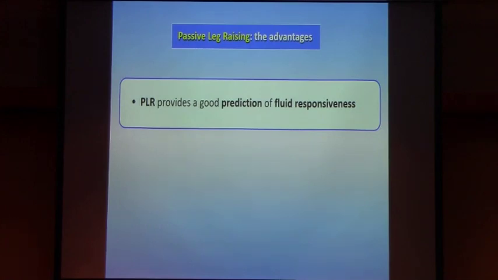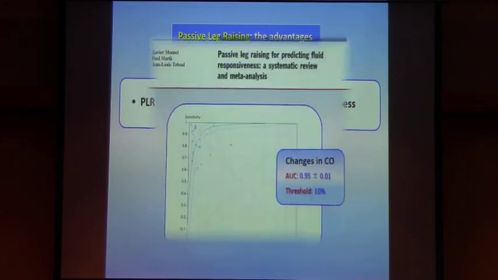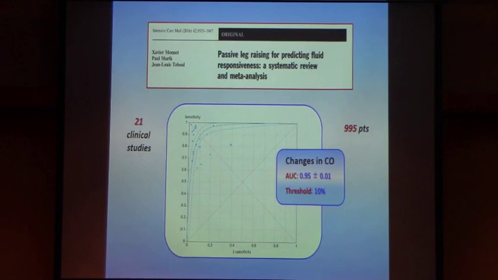So what are the advantages of PLR? First, it provides a good prediction of fluid responsiveness. It's not just a statement, it was proven by many studies. This is a meta-analysis we published years ago with Paul Marik and Xavier Monnet. We included 21 clinical studies, almost 1,000 patients. It's not negligible. 15 or almost 20 years ago, when I presented PLR in congresses, people said, you have only 20 patients. This is nothing. So you have to prove more. Okay, now we have, in this meta-analysis, almost 1,000 patients. And some papers were published later, and probably if we redo this, we have more than 1,000, of course.